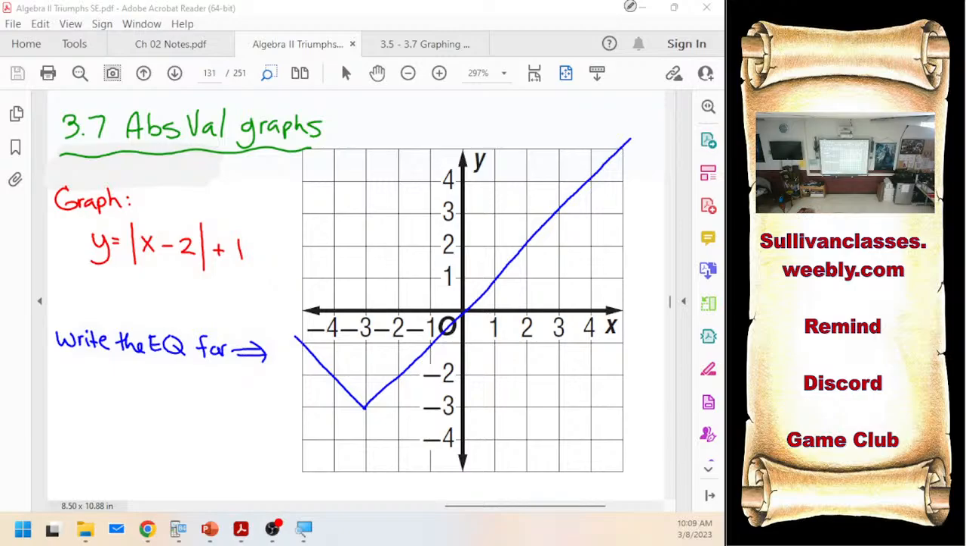Go back to your cheater, go back to those notes about what makes things move left and right, up and down. Where do I put the number? What is the sign? Okay? Give you about 5 minutes.